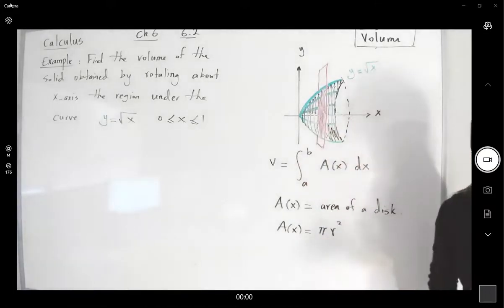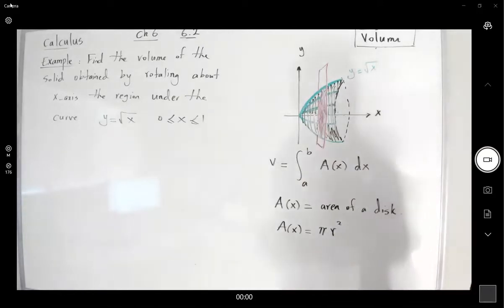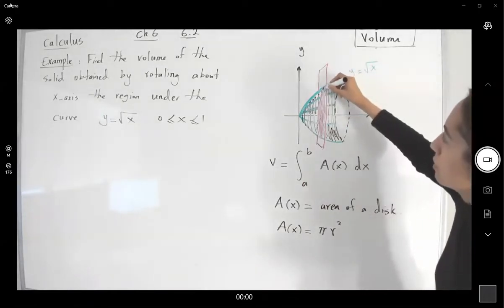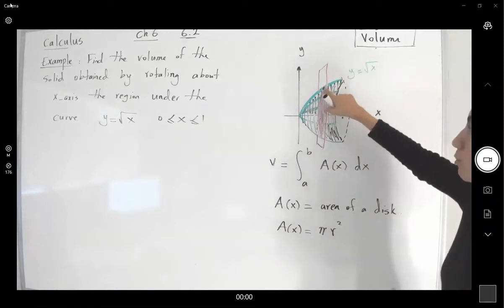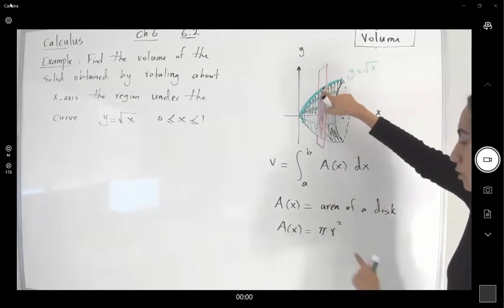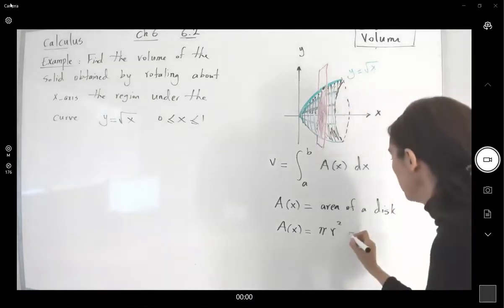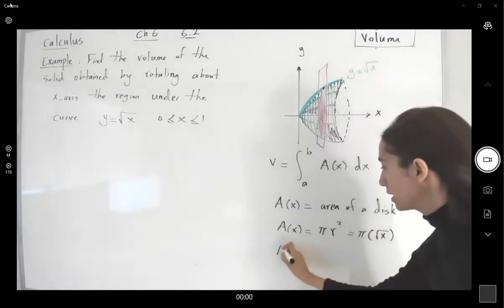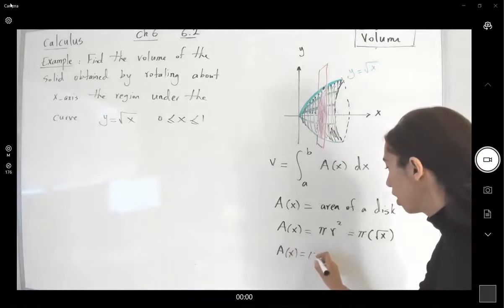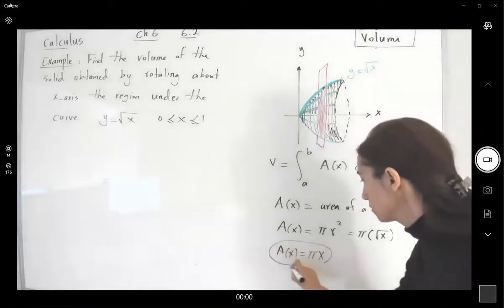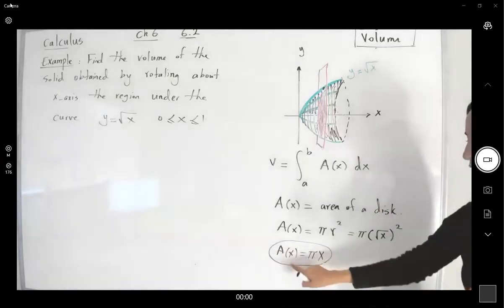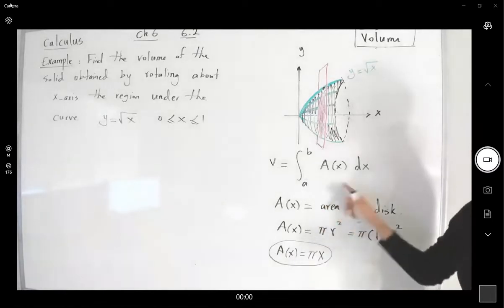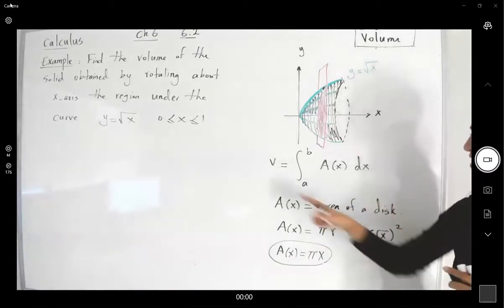But what is r? What is the radius in this case? The radius in this case is given to me by the function y equals square root of x. At this point, we can use y to define r, so we get pi times square root of x, squared. So A of x is equal to pi x. Now that we have A of x, we can easily calculate the volume.